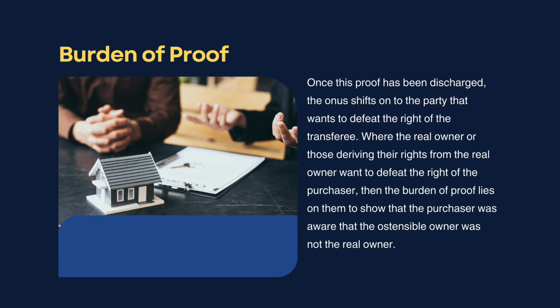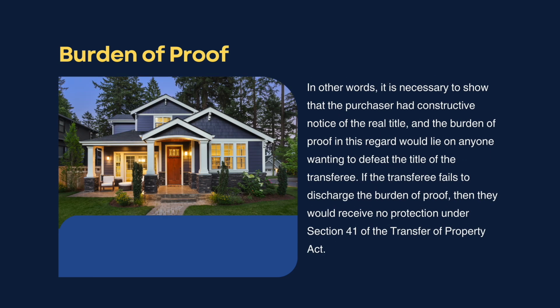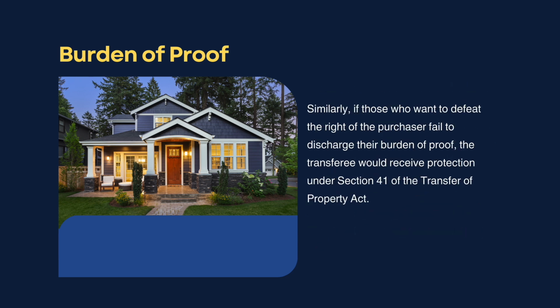Whether the real owner or those deriving their rights from the real owner want to defeat the right of the purchaser, the burden of proof lies on them to show that the purchaser was aware that the ostensible owner was not the real owner. In other words, it is necessary to show that the purchaser had constructive notice of the real title, and the burden of proof in this regard would lie on anyone wanting to defeat the title of the transferee. If the transferee fails to discharge this burden of proof, then they have no protection under Section 41 of the Transfer of Property Act. Similarly, if those who want to defeat the right of the purchaser fail to discharge their burden of proof, the transferee would receive protection under Section 41.